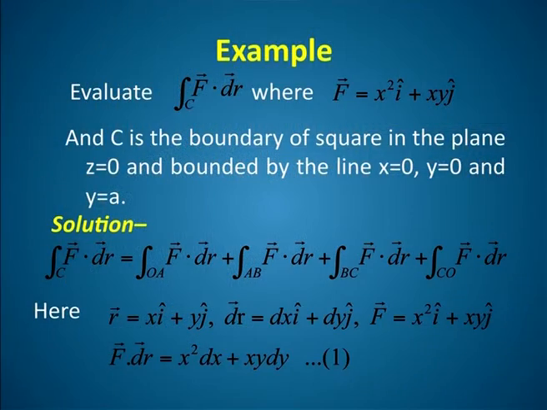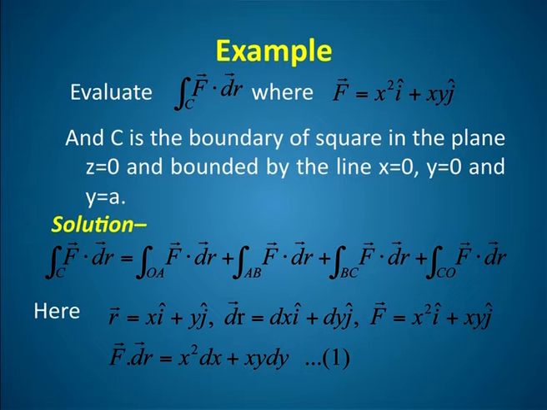Here is the picture showing the line integral of a closed curve C. Here the points p1 and p2 are on the curve, and the curves C1 and C2 join the points p1 and p2. Now, I will explain an example for the closed curve. Evaluate the integral over C of f dot dr where f is x square i plus xy j and C is the boundary of the square in the plane z equal to 0 and bounded by the lines x equal to 0, y equal to 0 and y equal to a.